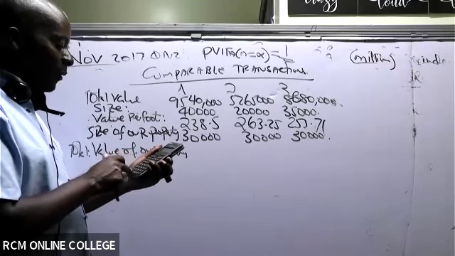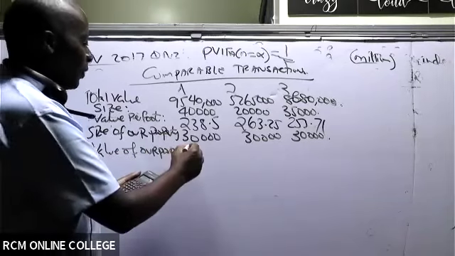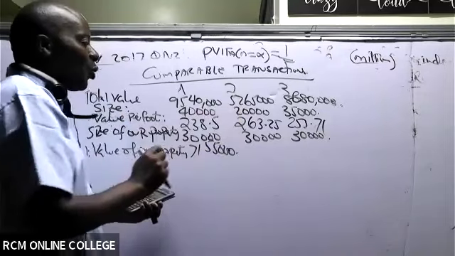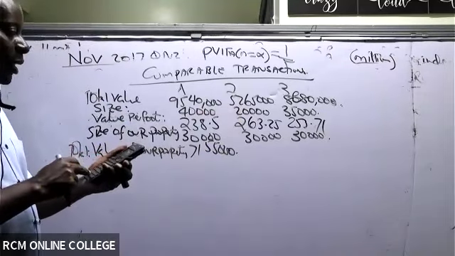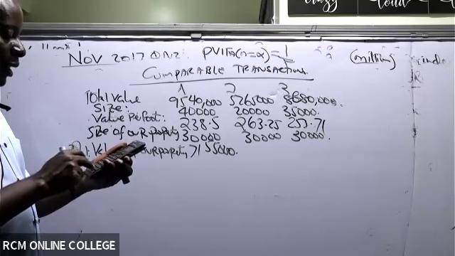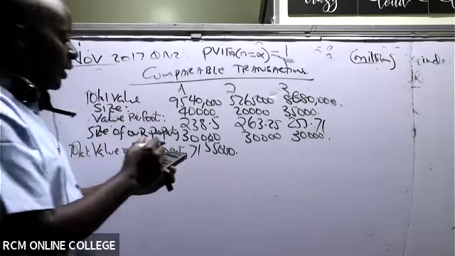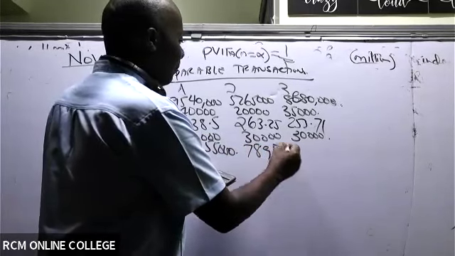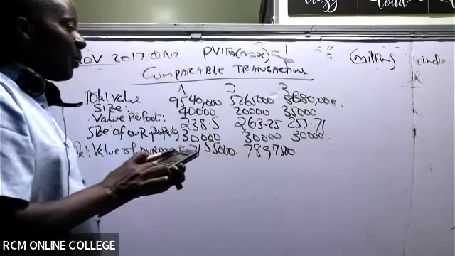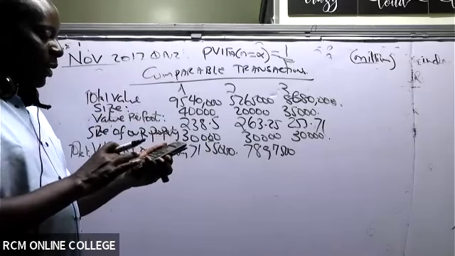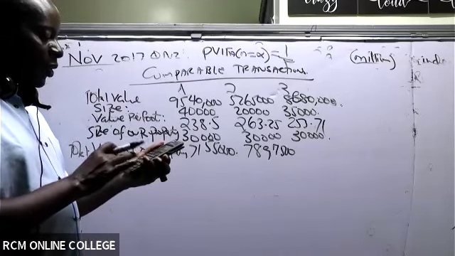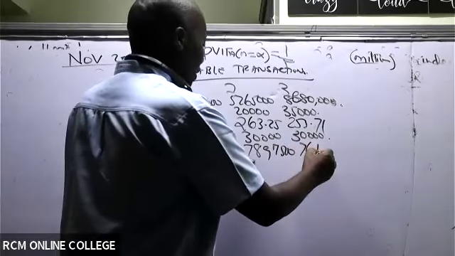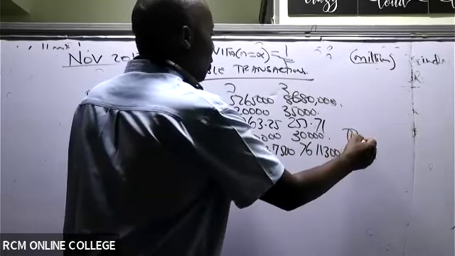238.5 times 30,000, which gives me 7,155,000. If I go by property 2 standards, it will be 263.25 times 30,000, which gives me 7,897,500. If I go by the standards of property 3, it will be 253.71 times 30,000, which gives me 7,611,300.